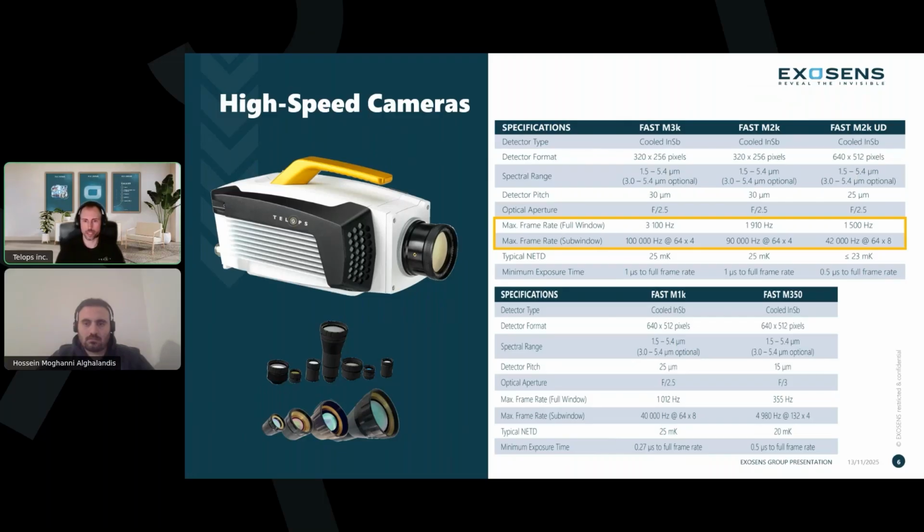You can sub-window that down to 100,000 frames per second. Then our Fast M2K in a full window reaches about 2,000 frames per second and can be windowed down fully to that 90,000 frames per second. And of course, we have some lower speed cameras as well, that are a little bit lower in cost, or if you don't necessarily need that super high frame rate.